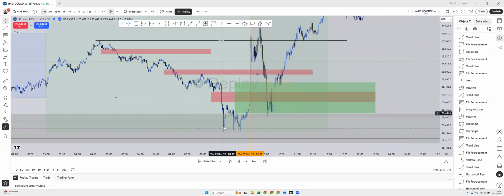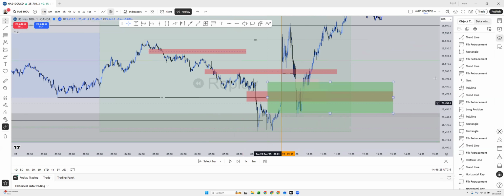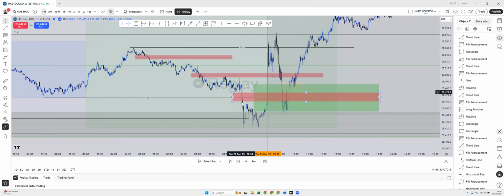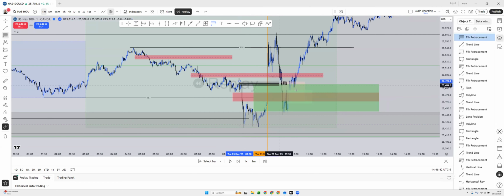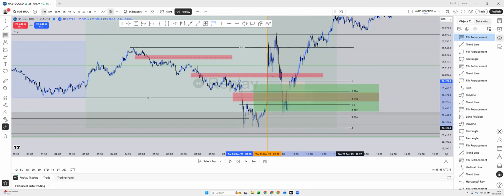We need the last push down for the breaker structure, right? So technically it's going to be, this is the last push down because this respected this, right? So this is the last push down for the breaker structure, right? So we will draw our mitigation zone here.